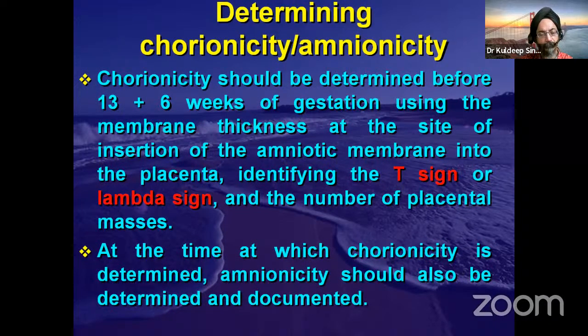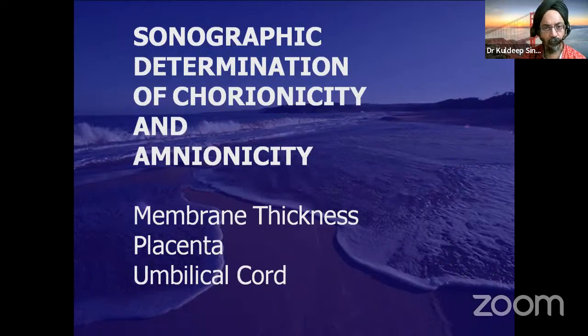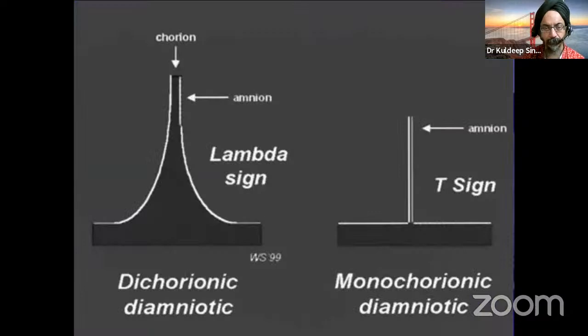Chorionicity should be determined before 13 weeks and 6 days using the membrane thickness at the site of insertion. You can identify the T sign or the lambda sign and the number of placental masses. If one placenta is anterior, one is posterior, you're comfortable about it, there's no hassle. But if both of them are fusing, then you need to be watchful. At the time at which chorionicity is determined, look for the amnionicity, look for the amniotic membrane, and document it as well. So to figure out, you need the membrane thickness, the number of placentas, and you need to be looking for any umbilical cord entanglement.